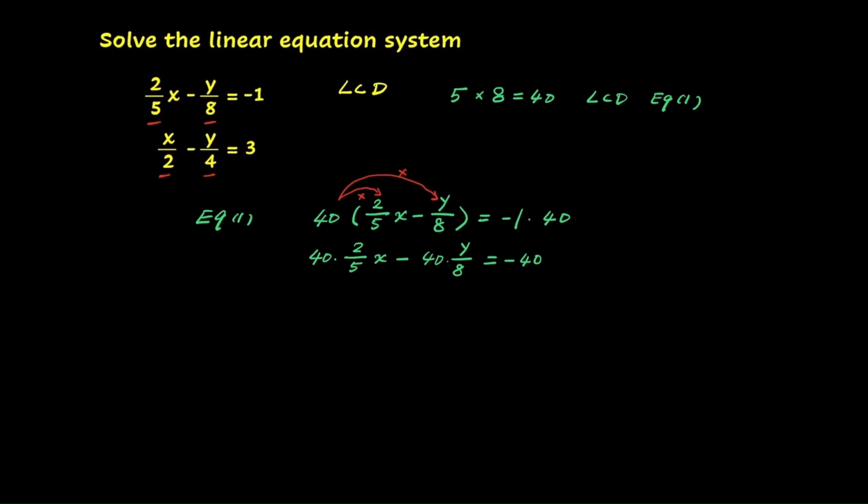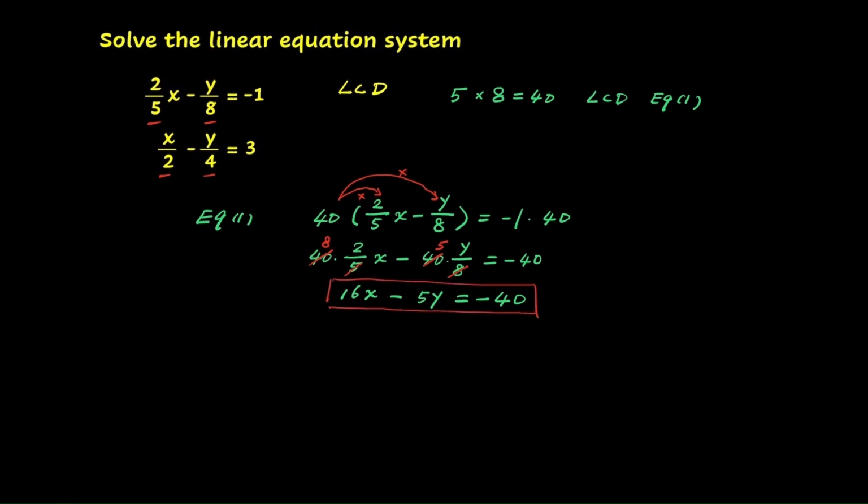For the first term on the left, we can cancel the denominator by dividing 40 by 5. That gives us 8. Then we have 8 multiplied by 2x, leaving us with 16x. For the second term, we cancel the denominator by dividing 40 by 8, which gives us 5. So we have 5y for the second term. Then equals negative 40. So now we have cleaned our first equation.